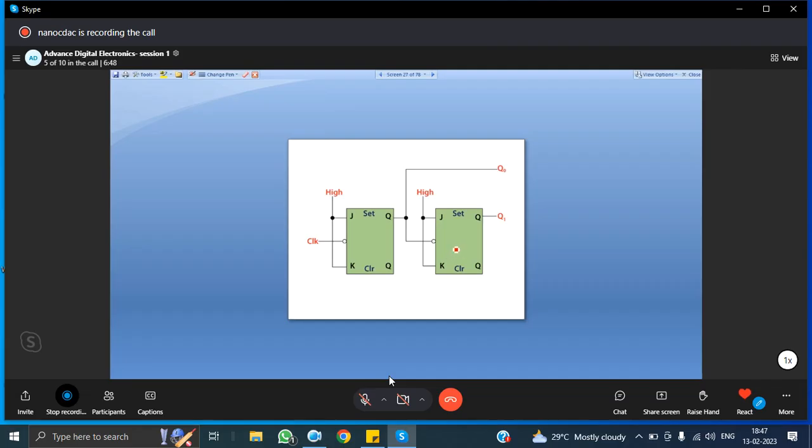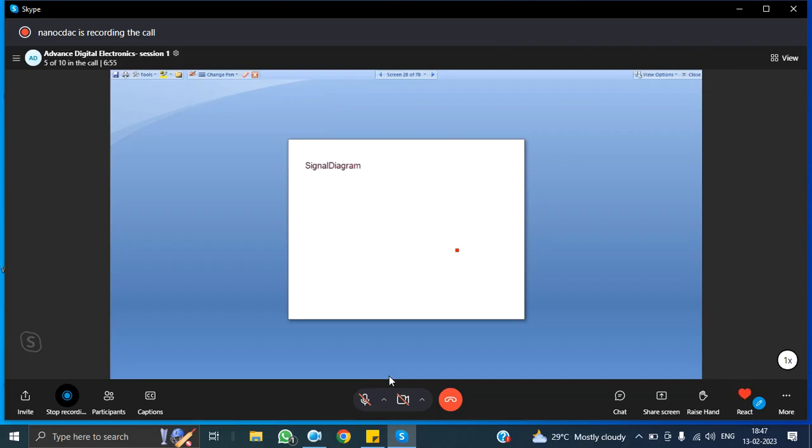So if we need a 4-bit counter, you need to use 4 flip flops. Similarly, for an 8-bit counter you need to use 8 flip flops. So mod 10 counter, mod 6 counter, mod 5 counter, all these are there.